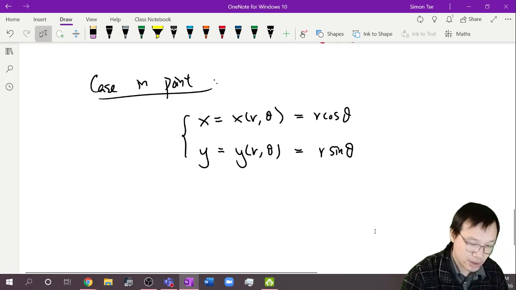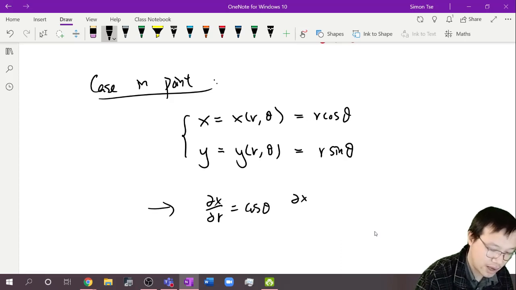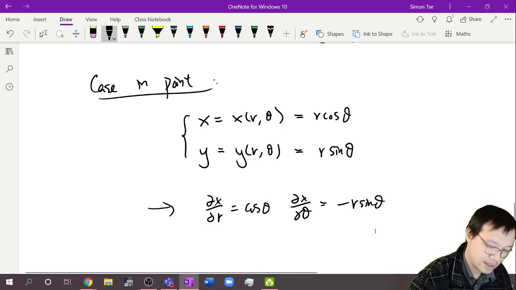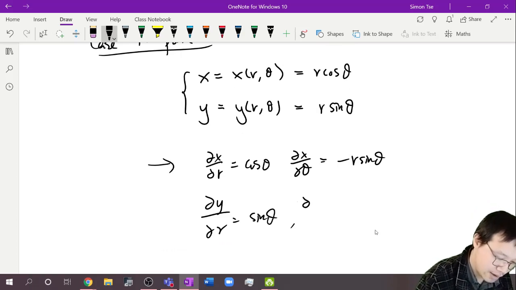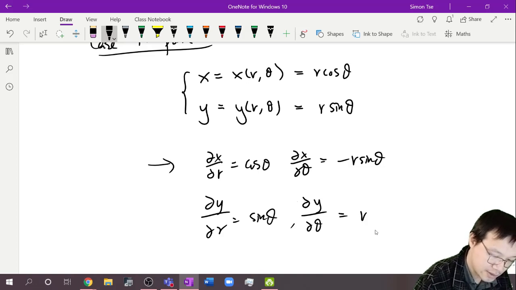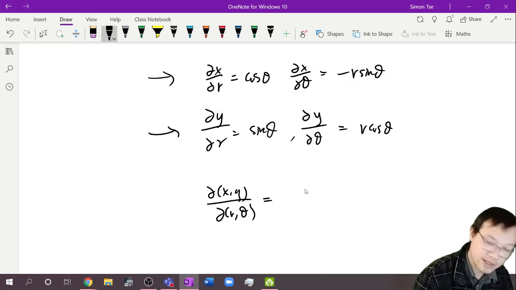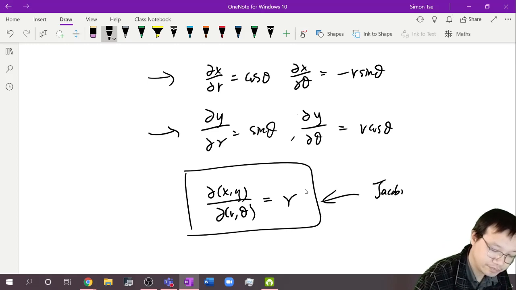And once you change it to polar, you can calculate, for example, ∂x/∂r is cosine theta, and then ∂x/∂theta equals minus r sine theta, and ∂y/∂r is sine theta, and ∂y/∂theta is r cosine theta. And you'll be able to figure out, using the formula I gave above, that this change of variables will lead to the multiplier, which we call the Jacobian, to have things cancel to give you exactly r. So that's the formula you need. This is the Jacobian for a polar coordinate change.